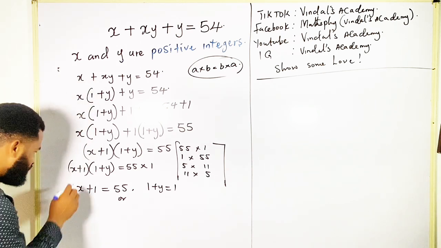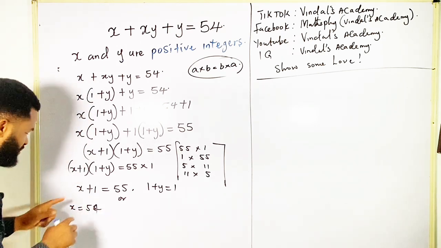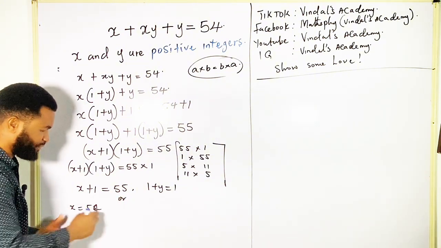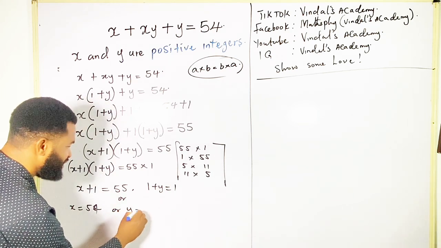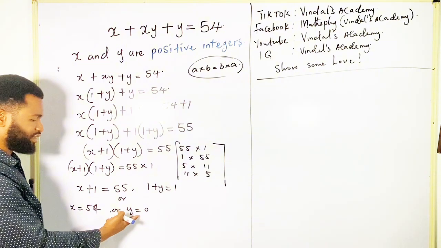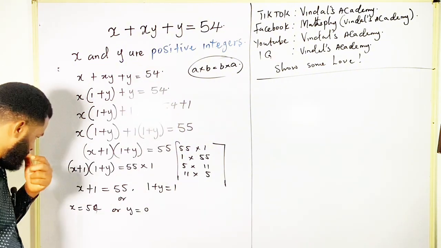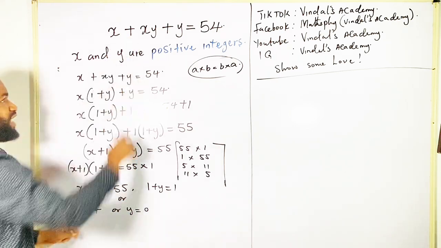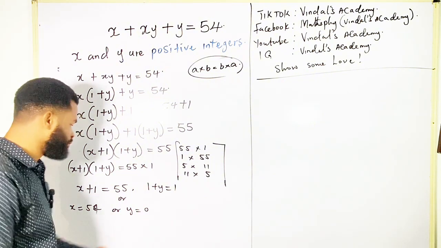So in this case, I'm going to say that x is going to be 54. You remember that when 1 is subtracted from both sides, I said that x is 54, or it can be that y is equal to 0. You know this cannot be true, but remember, we are looking for the positive integers. Now, in that case, if I put x and y here, will I still have my answer as 54? The answer is true. So this is true.